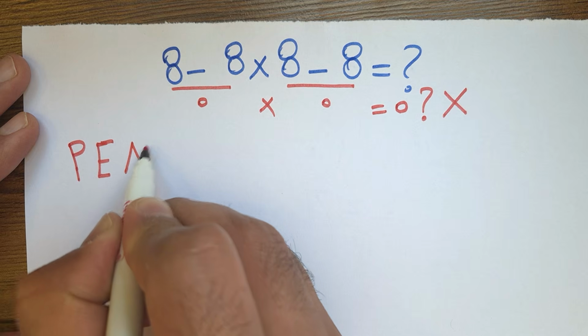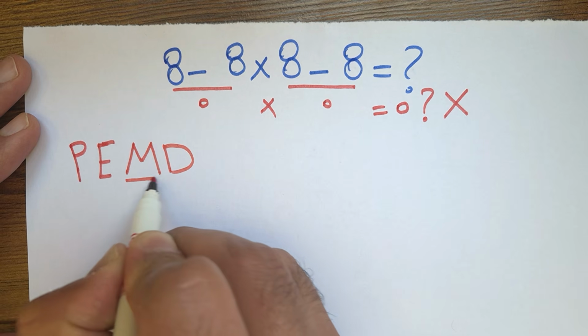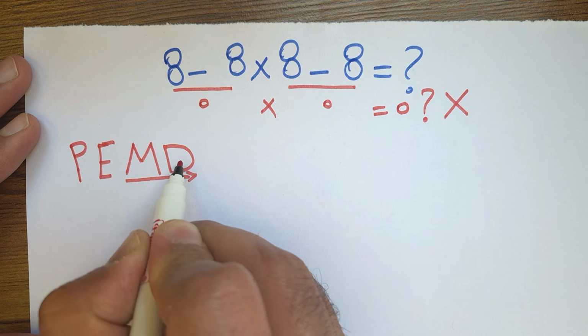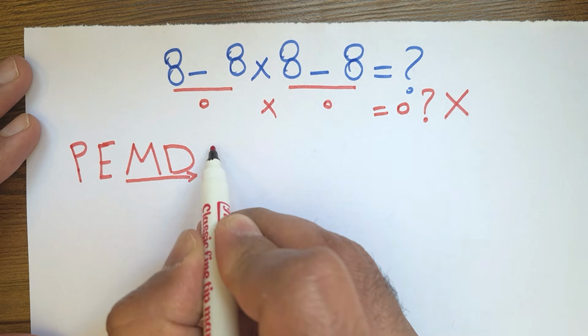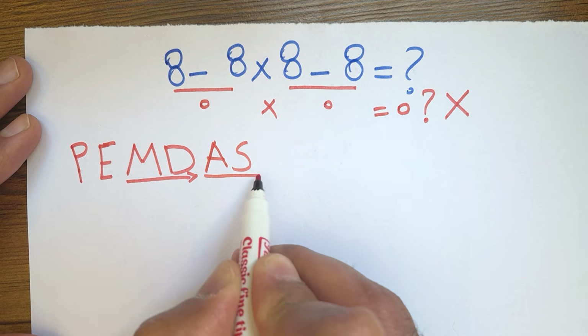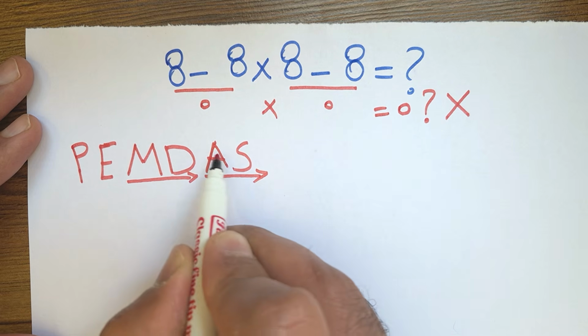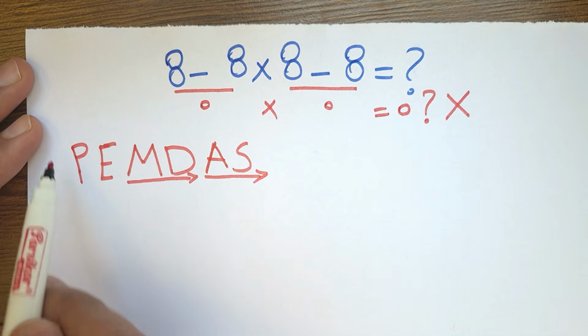Then we need to do multiplication or division, whichever comes first. They have the same priority. After this, we need to do addition or subtraction, whichever comes first. We do it from left to right, so they have the same priority. You need to remember this.